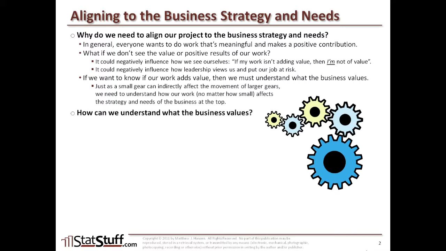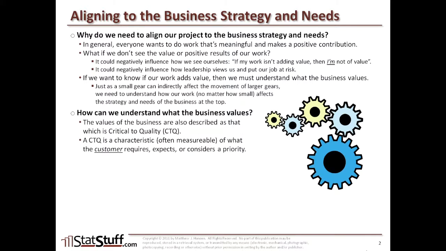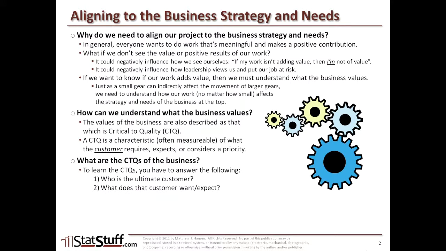Well, the value of the business is described as critical to quality, or CTQ. A CTQ is a characteristic that describes what the customer requires, or what they expect, or what they consider to be a priority. And it's generally going to be something that's measurable. So what are the CTQs of the business or the organization where we are? Well, in order to figure that out, we have to ask ourselves a couple questions. First, who is the ultimate customer? And what does that customer want or expect of us?